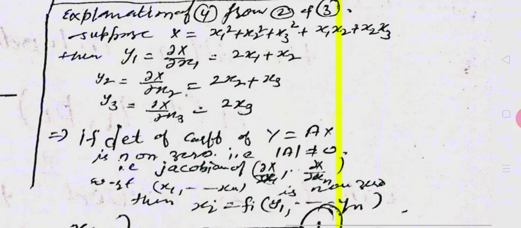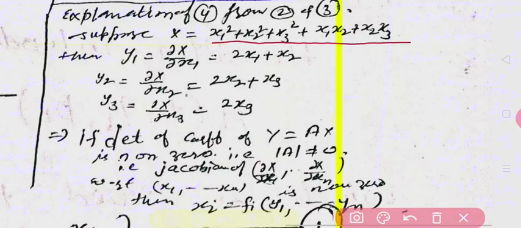Suppose that I am considering capital X as x1 square plus x2 square plus x3 square plus x1 x2 plus x2 x3. Okay, I suppose. But if I take the partial derivative of this capital X with respect to x1, x2 and x3, you know that the transformation is given here: ∂X/∂xi is equal to yi. So ∂X/∂x1 will be equal to y1, ∂X/∂x2 will be equal to y2, and ∂X/∂x3 will be equal to y3. Okay, we write down these things by using the transformation.